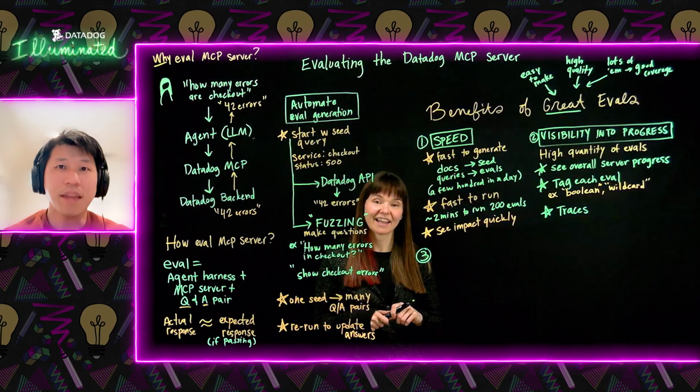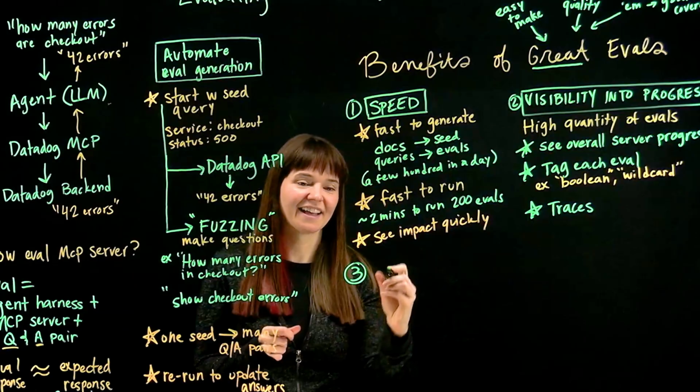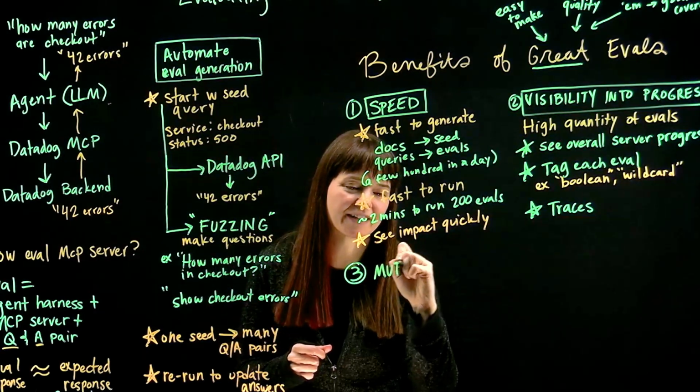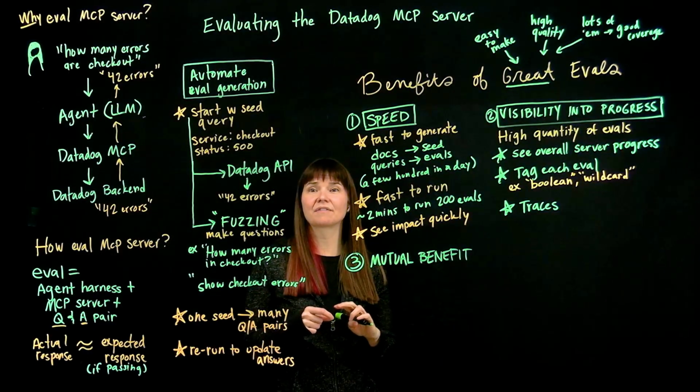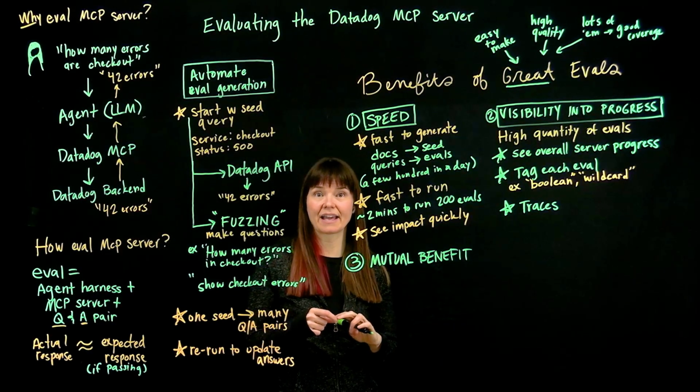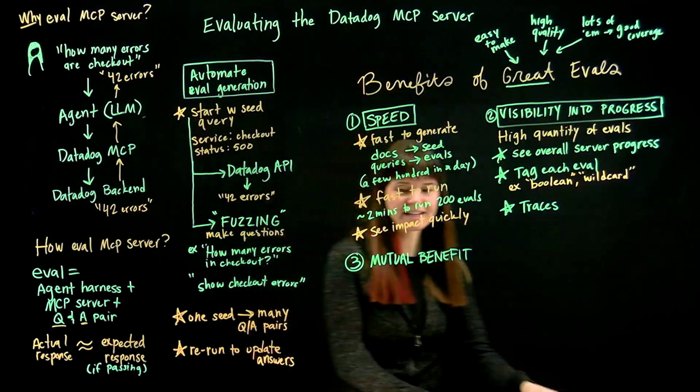But the better our MCP servers are, the more first-party agents like Datadog AI agents we can get to adopt them. And when they adopt our MCP servers, as we improve our MCP server, their agents also get better. So there's mutual benefit. So what I'm hearing is, first of all, when you say Datadog first-party AI agents, explain that to me again.